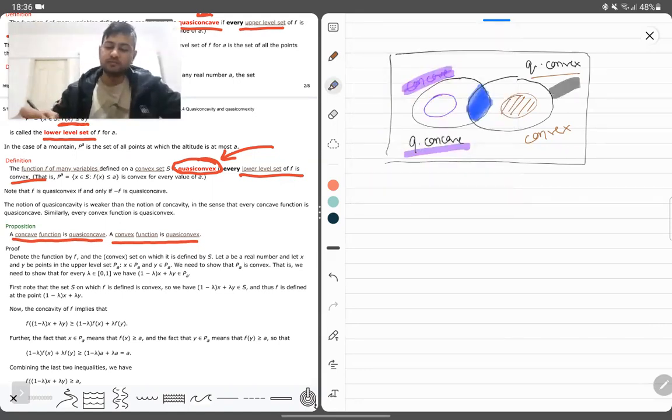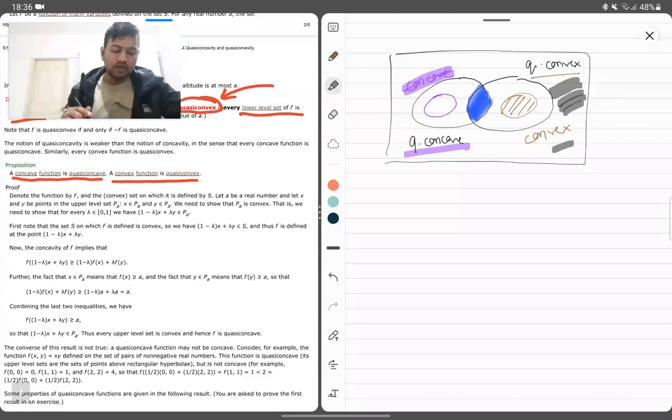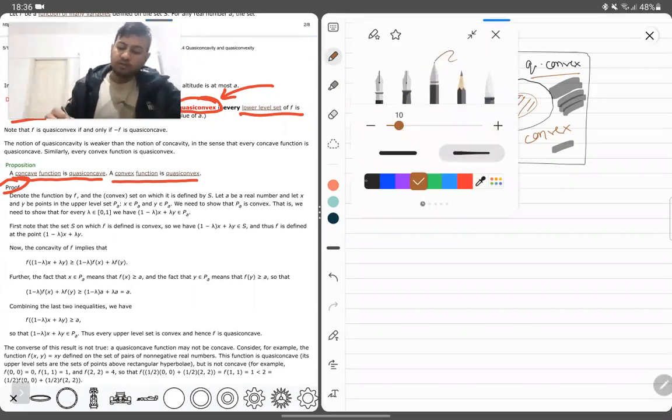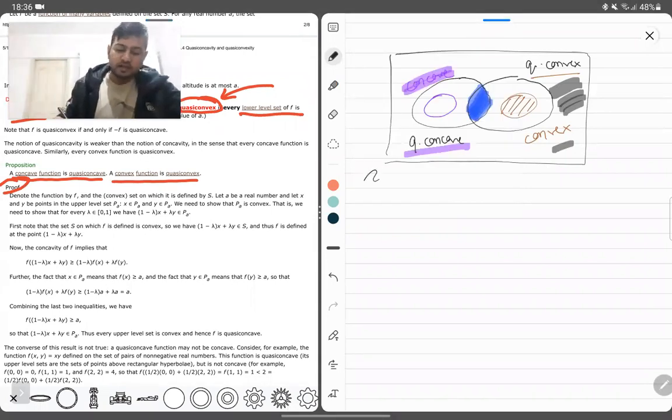Okay, here on the outside, there are functions which are neither quasi-concave nor quasi-convex. As we progress, we'll do some examples about it. But herein we have a very important proof about how a concave function is quasi-concave. This proof is very important for you. It can be asked in the ISI subjective part.